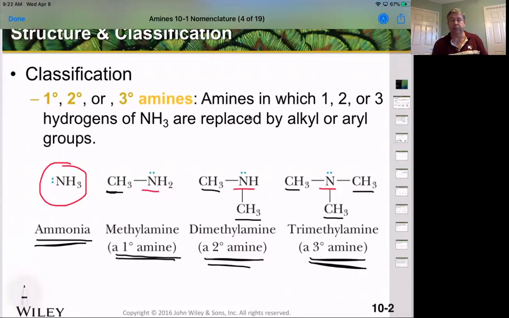bonds to carbon, okay? This is the opposite of halides and alcohols, where it's how many things are bonded to the carbon the halide or oxygen is bonded to. Here, it's all about how many carbons are attached to the nitrogen, okay? And I believe it's the only one we're going to talk about that breaks that rule.